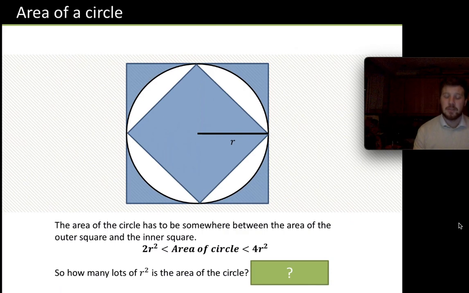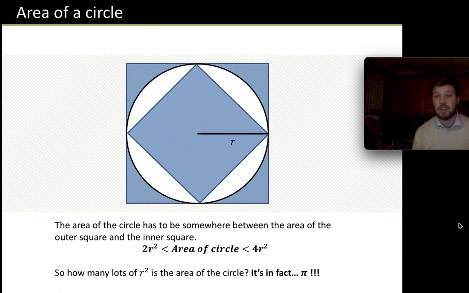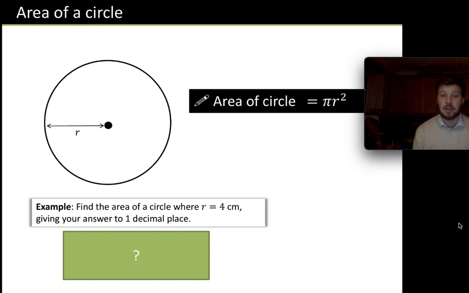And this was where some really clever mathematics came in. We actually found out that it was pi. The same ratio between the diameter and the circumference actually comes up with the area. So the area is pi r squared.